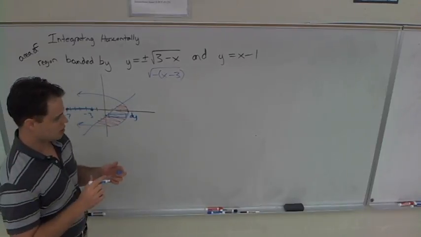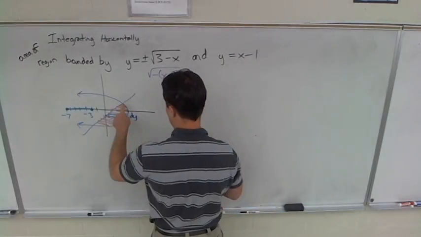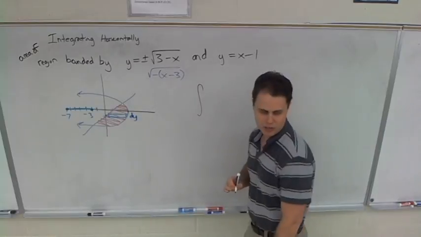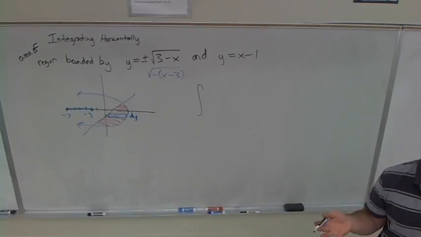Okay? So let's set up the integral. So we're going to go integral from that spot to that spot. How are we going to find the two intersection points? Just like last time, we could solve the system. I'm going to shortcut that this time.